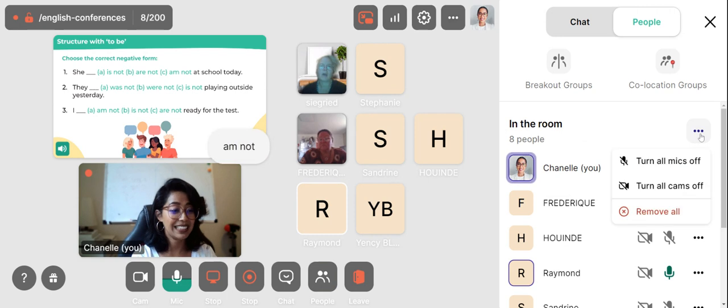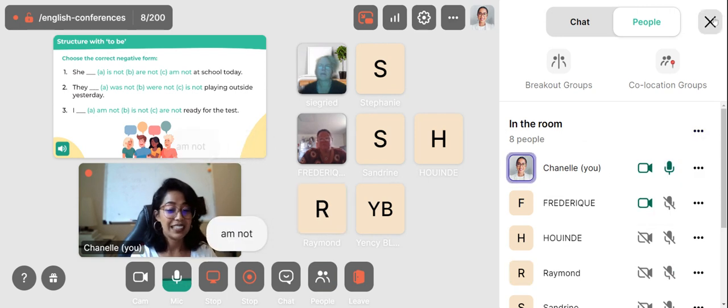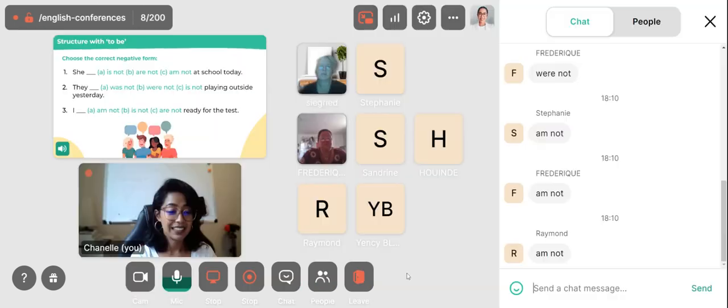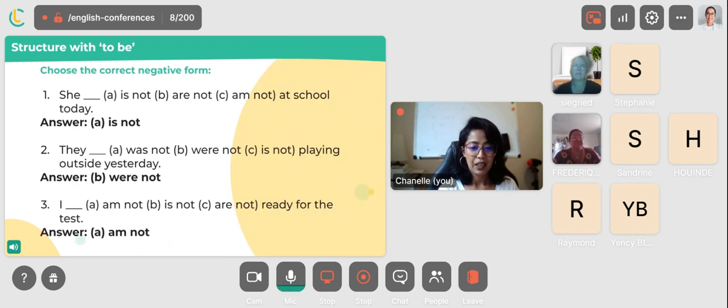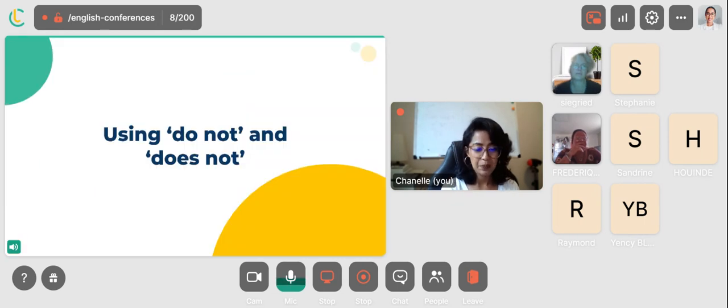Lovely. So Stephanie says am not. Frederic says am not. And Raymond says am not. 100% correct. So here we can see the correct answers. So now we are going to look at do not and does not.